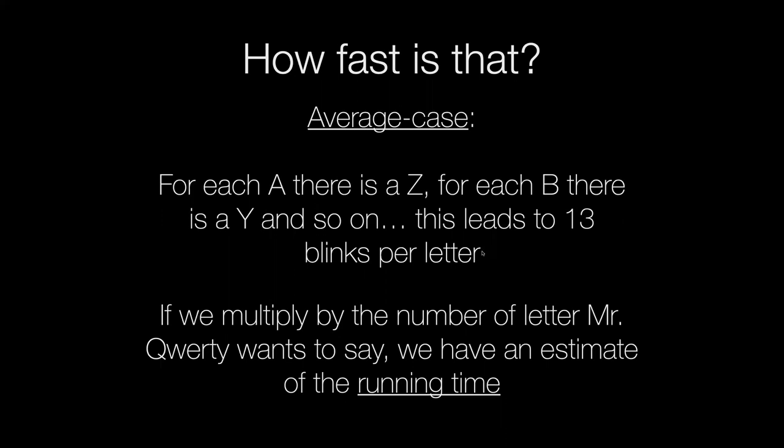If you sum up the worst case and the best case, basically, you get this. 13 blinks, okay. If we multiply by the number of letters Mr. Qwerty wants to say, we have an estimate of the running time, okay? An estimate. So if he wants to write a book, well, we are still in trouble, okay? Because if we have 1 million letters in our book, we are talking about 13 million blinks. But at least we know. We have an estimate.